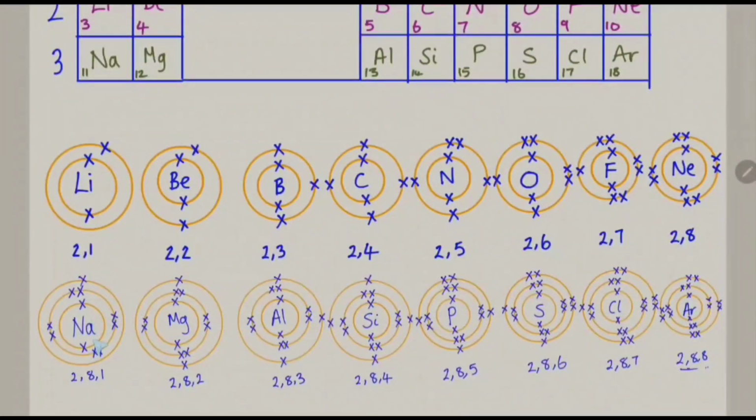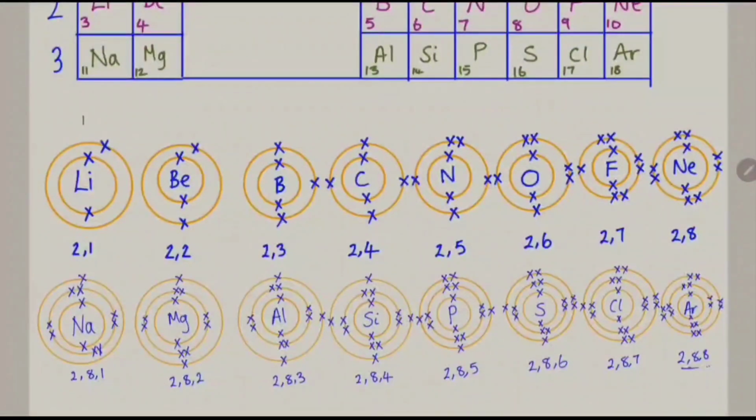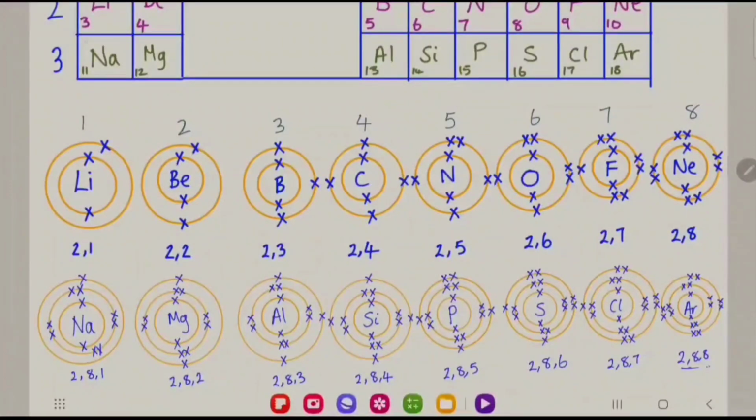Now there are a couple of patterns that we notice, and that is the elements that are in the same group have that number of outer shell electrons. So for example, lithium and sodium are both in group 1, so both have 1 outer shell electron. Beryllium and magnesium are both in group 2, and they have 2 outer shell electrons. So this pattern continues across the period all the way up to group 8 elements, which will have 8 outer shell electrons.